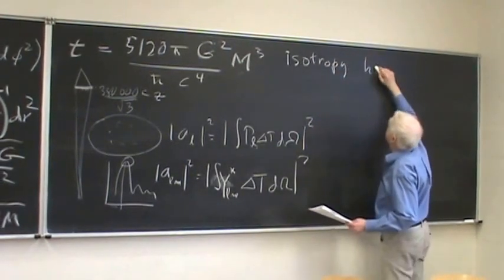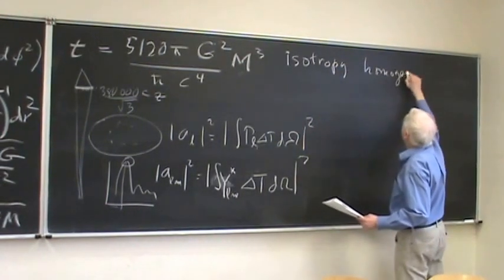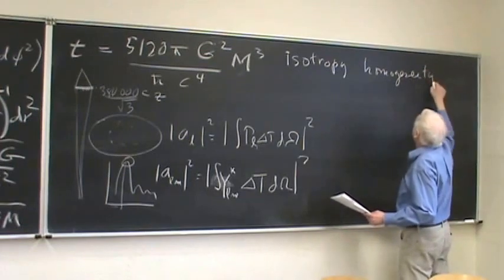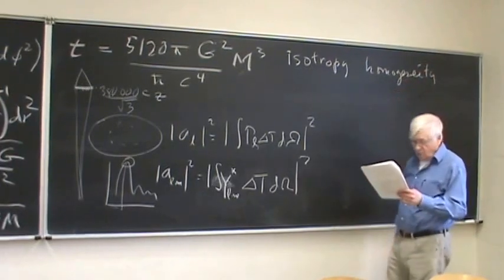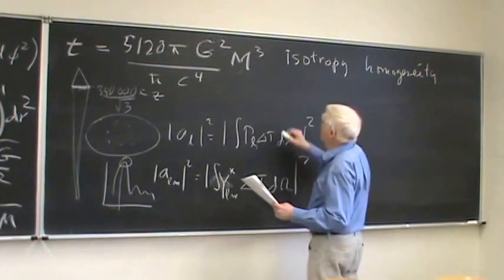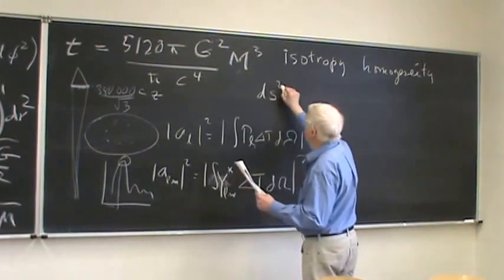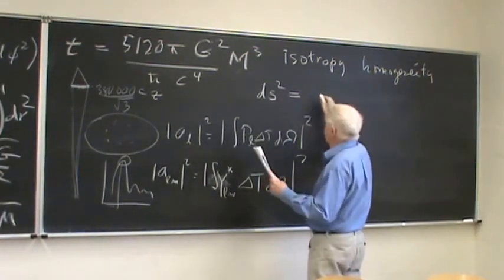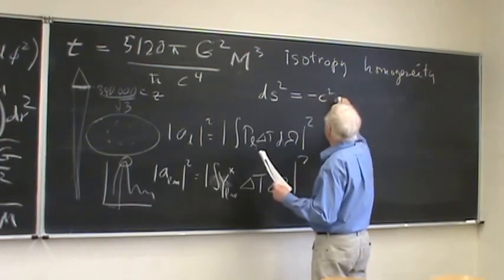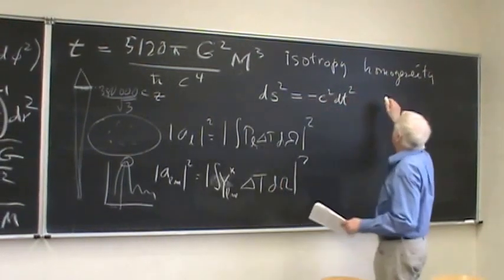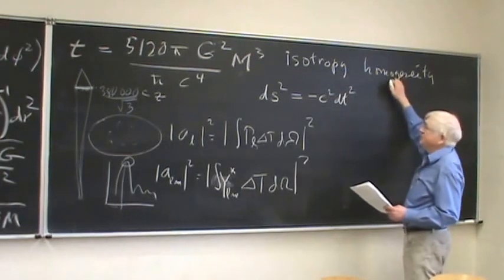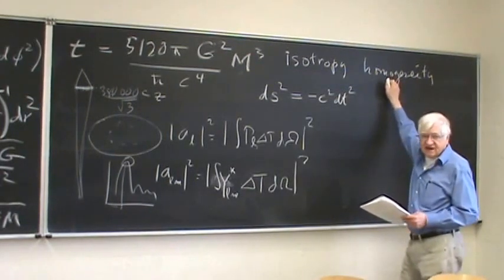In any event, if you assume isotropy and homogeneity of the universe, and you choose the right coordinates, which are called co-moving coordinates, what you get is this thing is minus c squared dt squared. So this is isotropy and homogeneity, but we're not assuming that it's static.